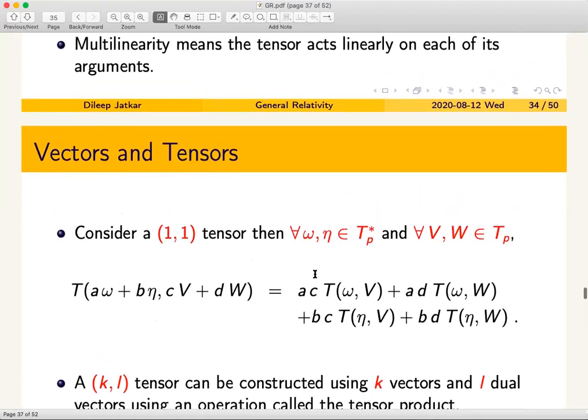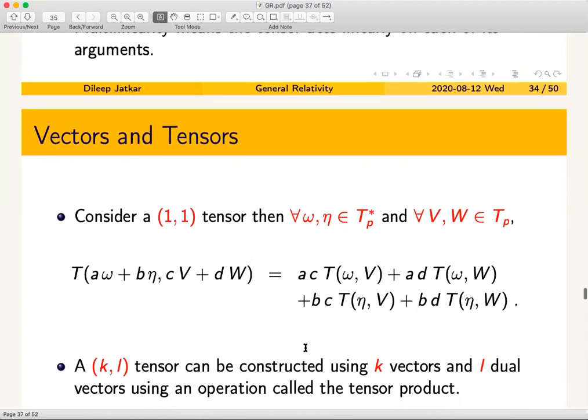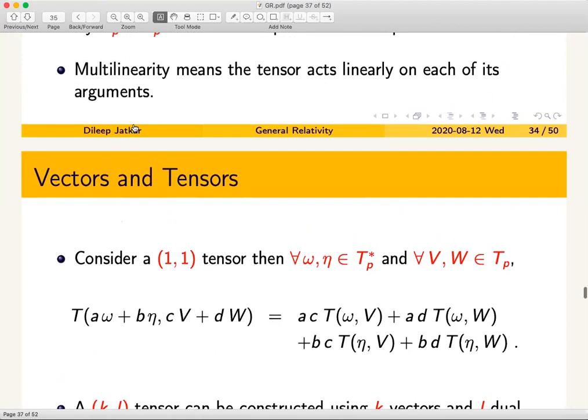Therefore, T would pull a and c out, times T(ω, V), plus a times d, which will give you T(ω, W), and b times c, which will give you T(η, V), and b times d, which will give you T(η, W). So this is a statement that the tensor has a multilinear action on the collection of vector and dual vector spaces.